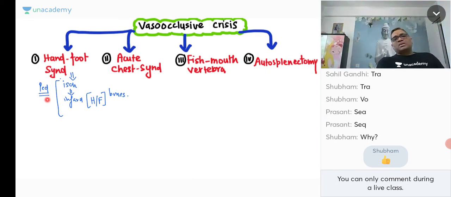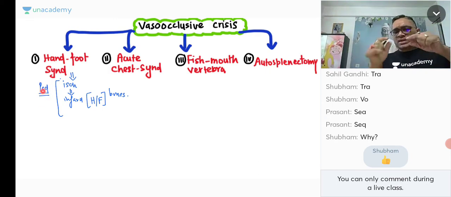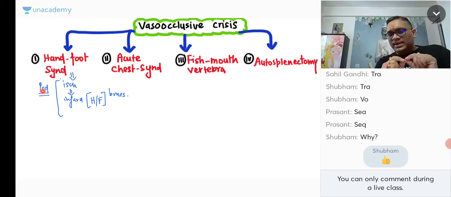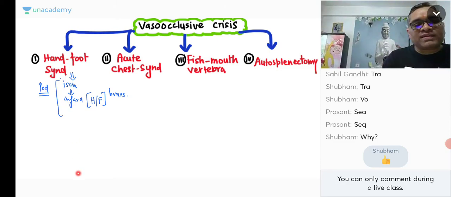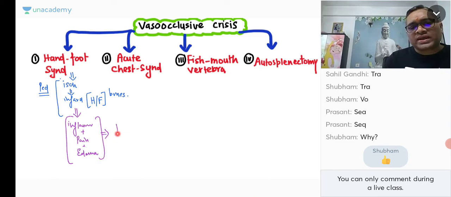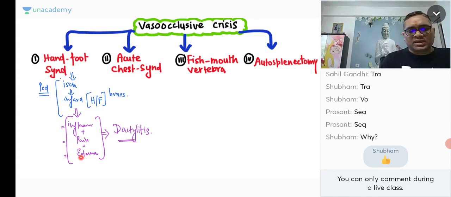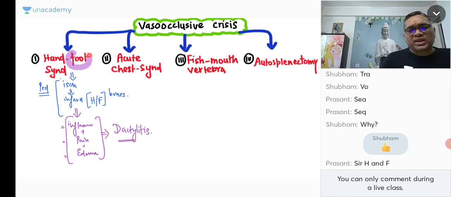In the pediatric age group, because of the ischemia and infarction, because they have very thin blood vessels, end arteries, RBCs will come and they will block the blood vessel. Ischemia will happen, right? And because of that infarction, what will happen? This baby will be having inflammation and severe pain. Inflammation plus pain plus edema. So inflammation, pain, and edema of the digits. This is called dactylitis, right? Inflammation, pain, and edema of the extremities, or you can say of the hand and foot area, is called dactylitis.